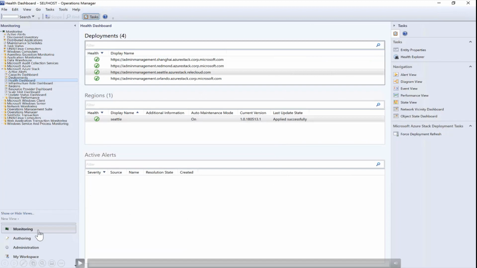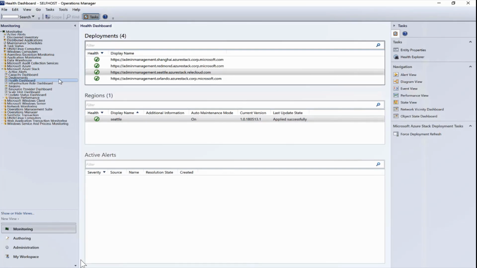So let's take a look at this demonstration of walking through. Let's look at where we're starting here on the left-hand side. When you look at these folders, you see Microsoft Azure Stack, and we're starting with the Health Dashboard. In the deployments, there are 4 different stamps. We're looking at Shanghai, Redmond, Seattle, and Orlando. And we have Seattle selected with 1 region. Of course, right now we can only do 1 region per stack. So that's what it is. So let's take a look at what this demonstration will show in here.